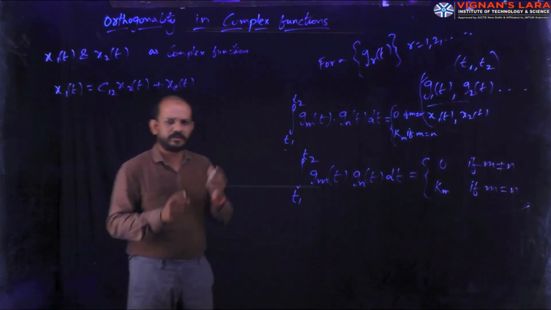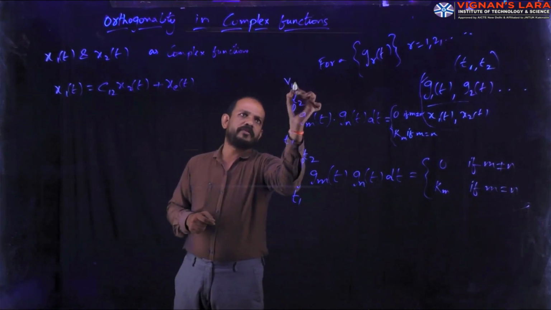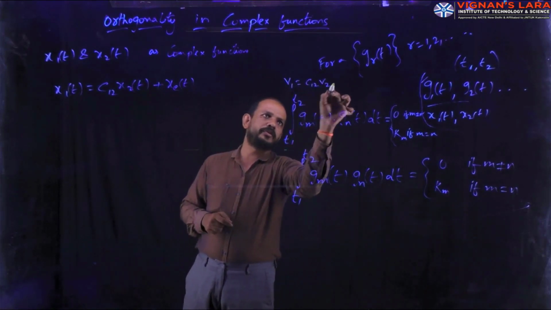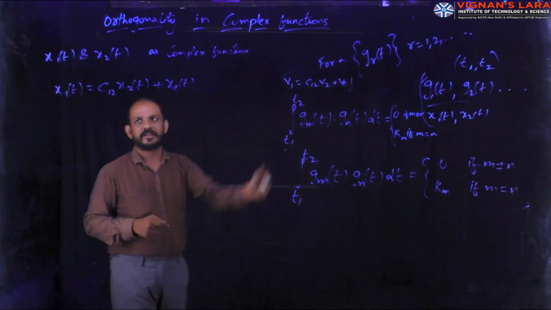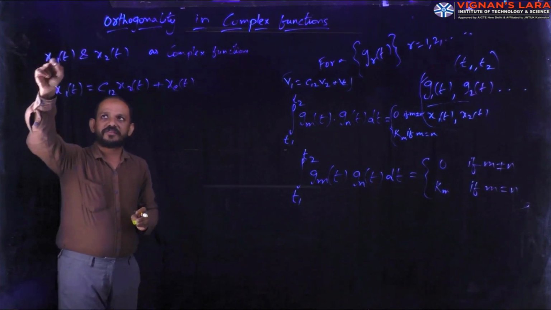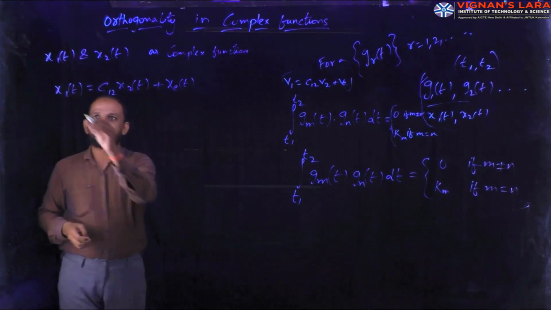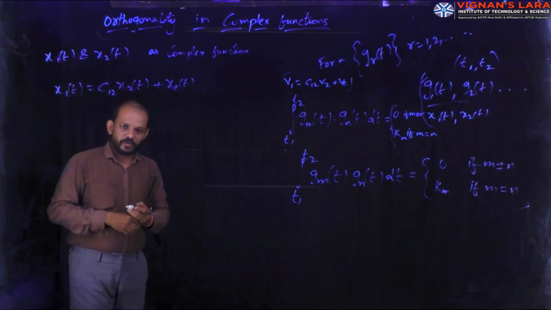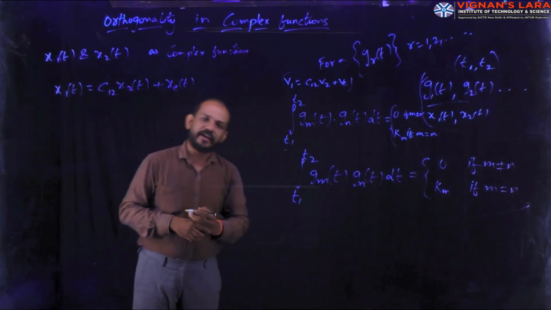Okay, the same while starting with vectors. How can you represent one vector in terms of another vector? You can represent v1 equal to c12 times v2 plus ve. So this is a representation of one vector in terms of another vector. In the same way, I will represent the complex function x1 of t in terms of x2 of t as x1 of t equal to c12 times x2 of t plus the error function xe of t.